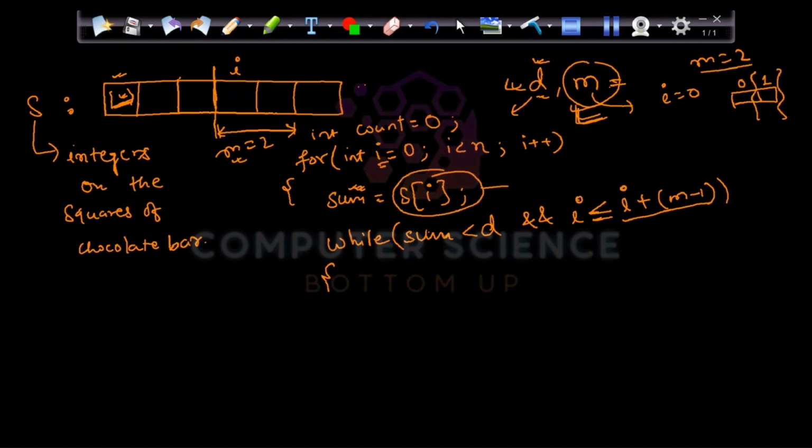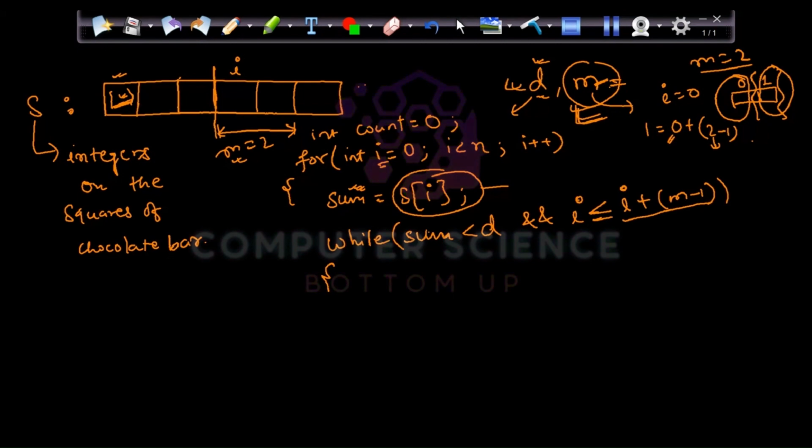You want two consecutive squares. Index 0 becomes one consecutive square and index 1 becomes another. What is index 1? 1 is equal to 0 plus 2 minus 1, right? Where 2 is your birthday month, and 0 is your i.